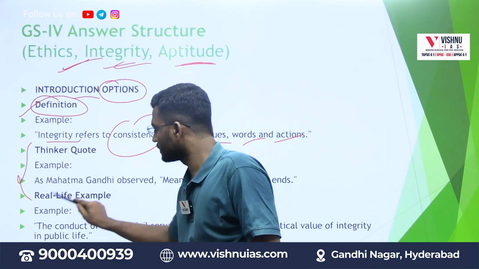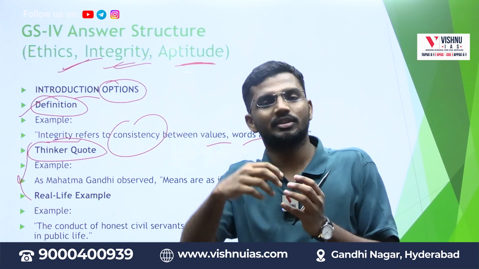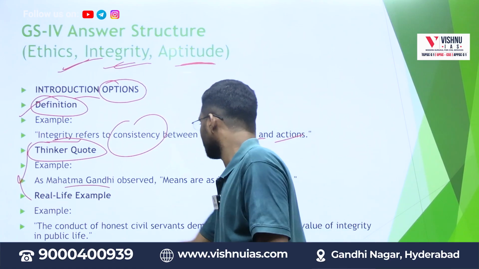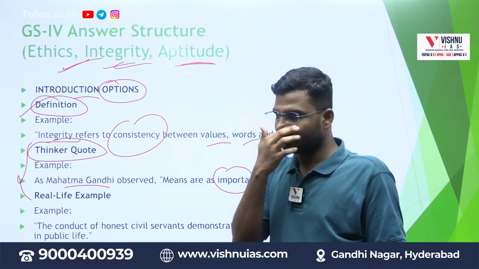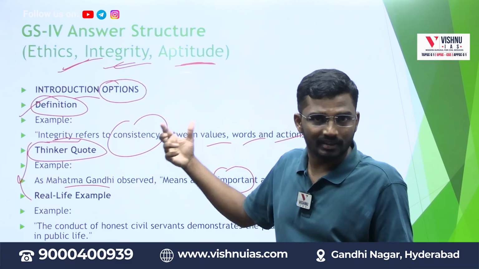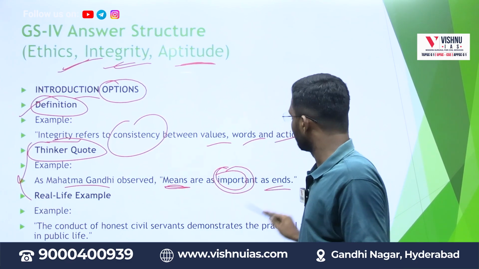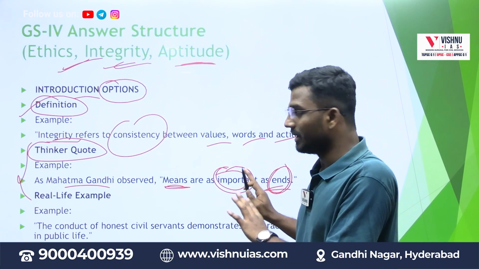Second, another approach is we can go for a thinker. We can quote somebody who has said something about the same concept, about integrity, let us say. Here Mahatma Gandhi observed, means are as important as ends. This can be an efficient introduction about integrity, because if your means are not integrity-aligned, that means even your ends are not integrity-aligned. That is the meaning here.